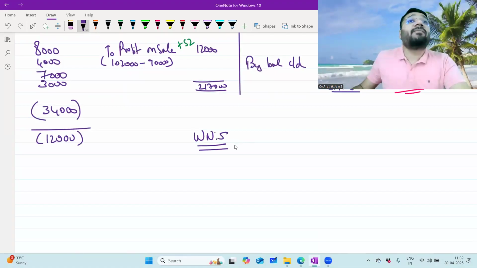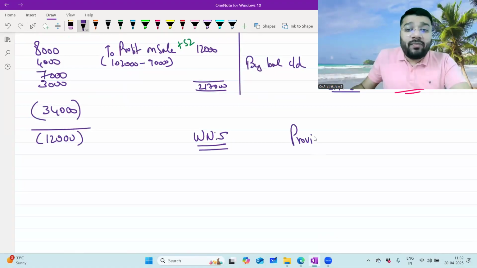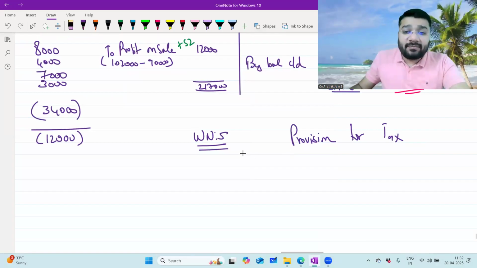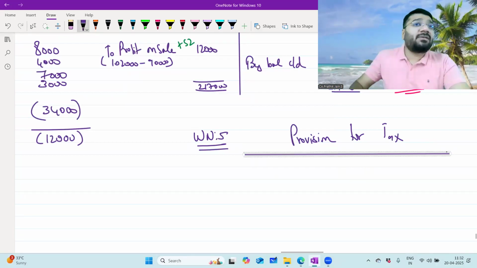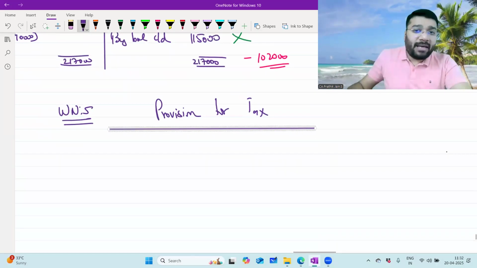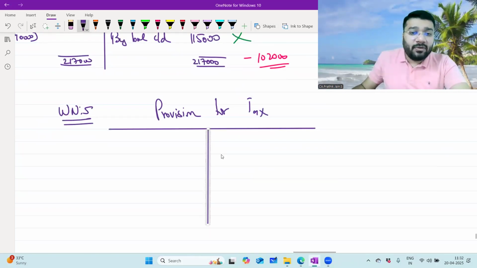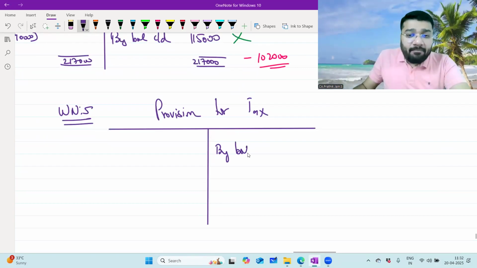What is working note number 5? Provision for tax. What is the liability balance of provision for tax? Credit balance. So, by balance brought down. How much is the opening balance? 5,000, by balance brought down.